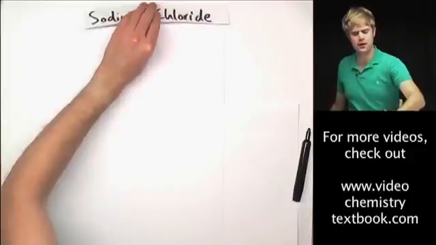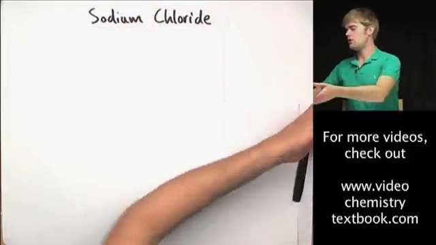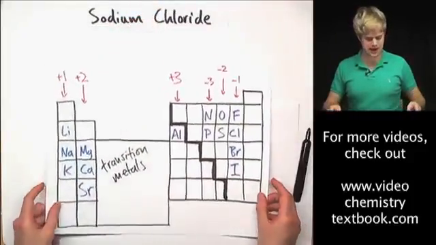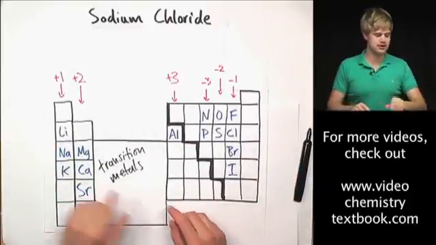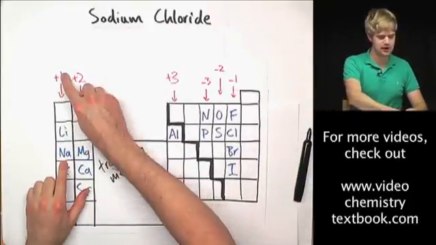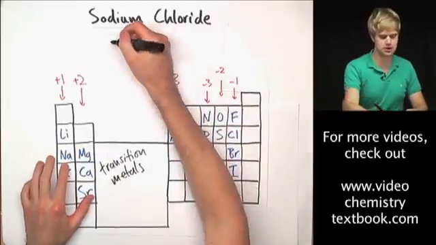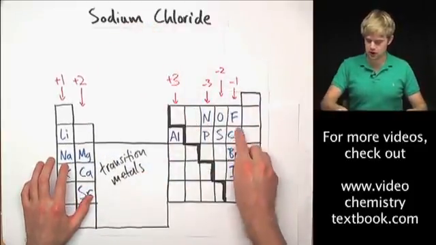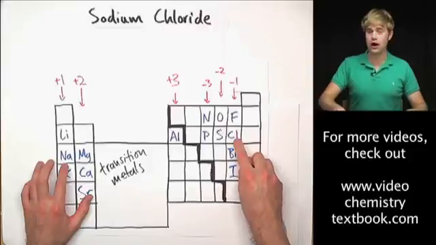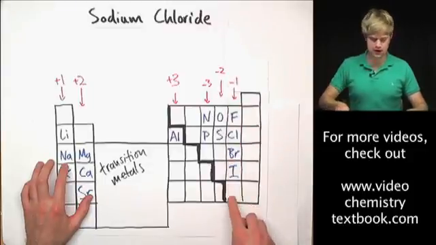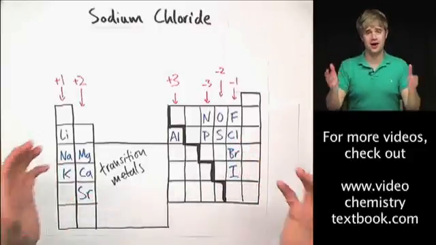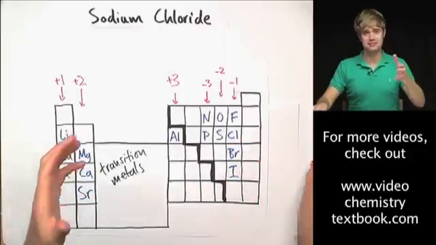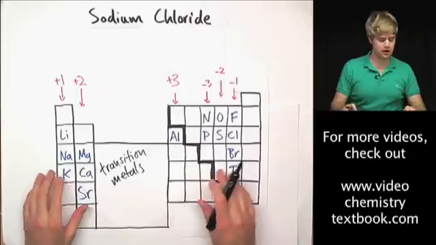Okay, here's another one. Sodium chloride, which is the name of common table salt. Once again, I'm going to find them both on the periodic table. Sodium right here is in the 1 plus column, and chlorine, or chloride, is in this column right here. We've got metal and nonmetal, so we're dealing with ionic compounds, which means the atoms have charges. Now I want to figure out what the charges are.